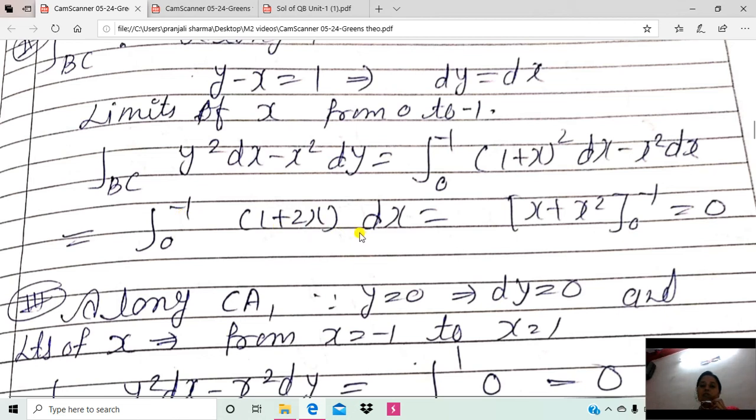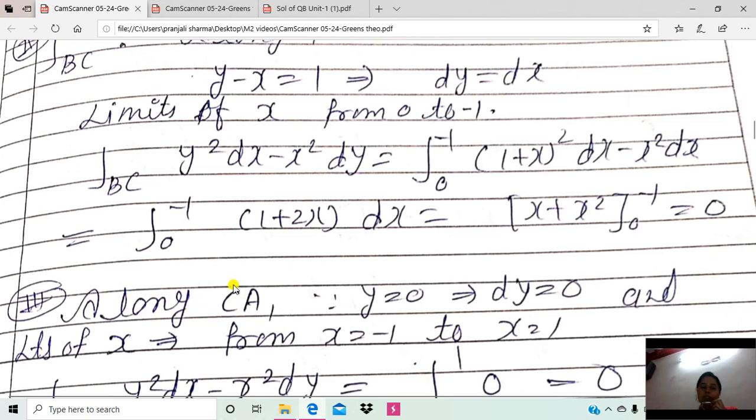And when we integrate this with respect to x, the integration of 1 will be x, then integration of 2x will be 2x square by 2, which is x square. So the integration is now x plus x square, and the limits are from 0 to minus 1. And when we apply upper limit minus lower limit, the final integration will be 0. And the last line is the line along CA.